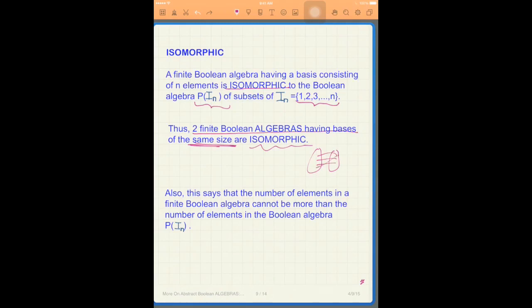Also, this says that the number of elements in a finite Boolean algebra cannot be more than the number of elements in the power set of I sub n. So that is a restriction for a finite Boolean algebra. If every finite Boolean algebra is isomorphic to this power set, then that restricts the number of elements that you can have in any Boolean algebra. It would have to be 2 to the power n.